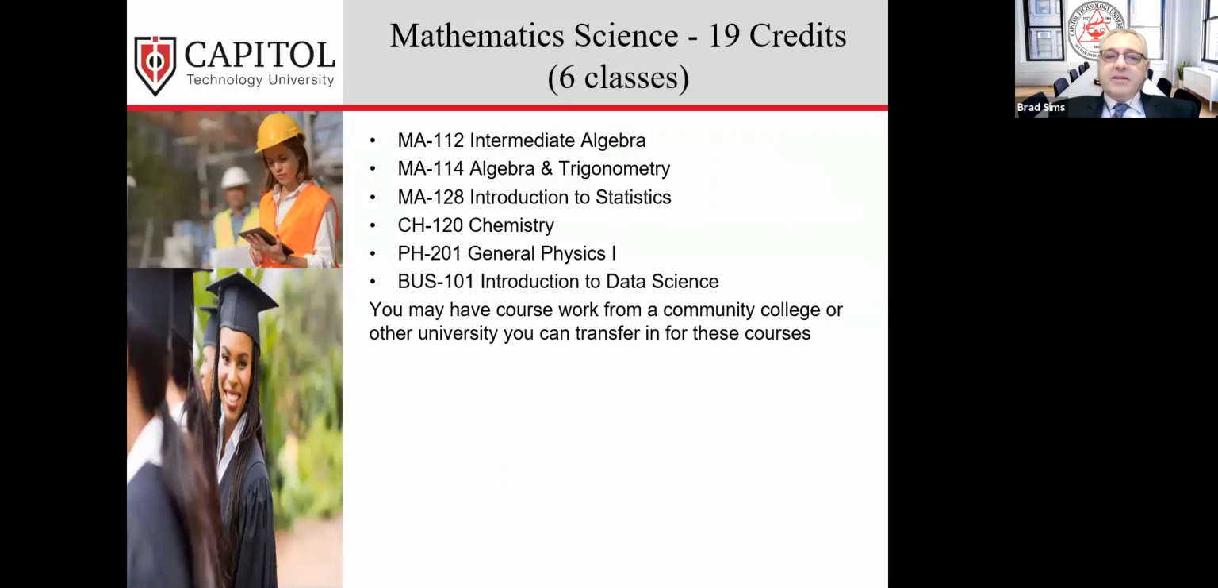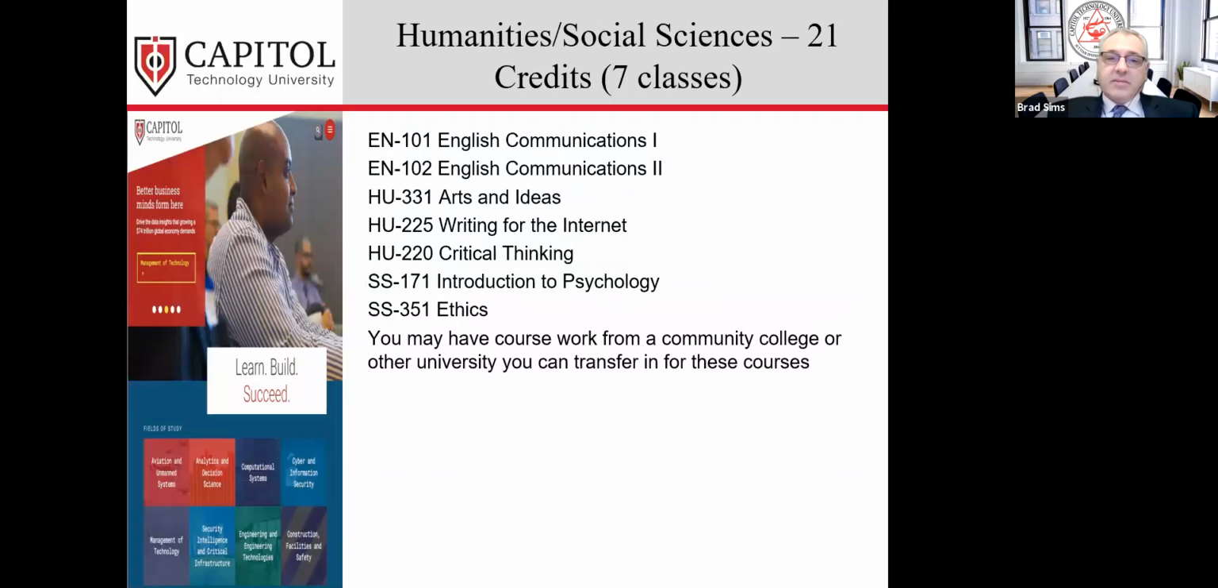Math and science area, you can see the classes listed here. These are pretty standard math science classes that you may have already taken at a community college or university. Some of it may be transferred in for this. Otherwise, these are good foundational classes in math and science.